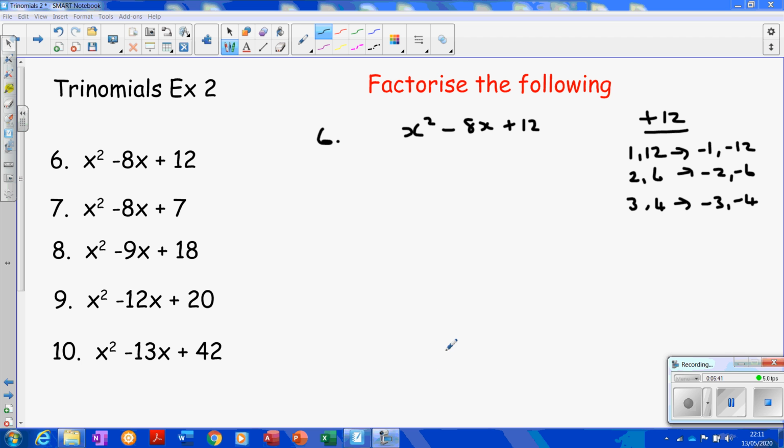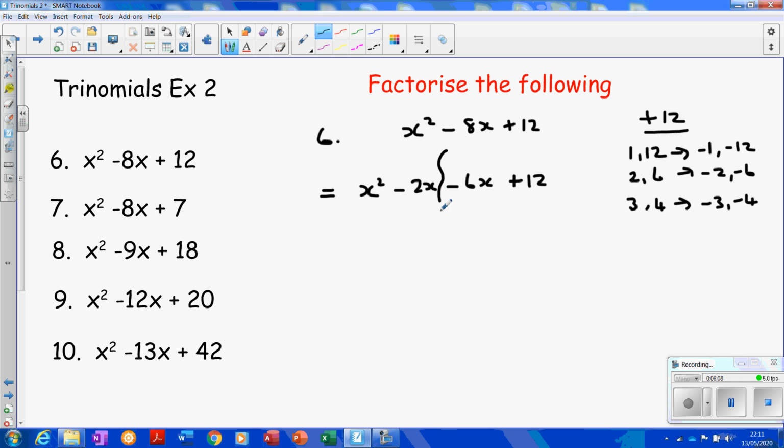Okay, question 6. I have listed down the factors. It's 1 times 12 is plus 12. So 1 and 12, 2 and 6, 3 and 4, and the negative pairs as well. So we're looking for a pair of those factors that give me minus 8. So that's 13, that's plus 8, that's plus 7, that's minus 13. There is minus 8 sitting in there. So it's minus 2 and minus 6. So we've got x squared minus 2x's minus 6x's plus 12.